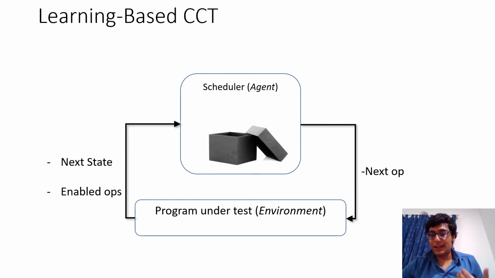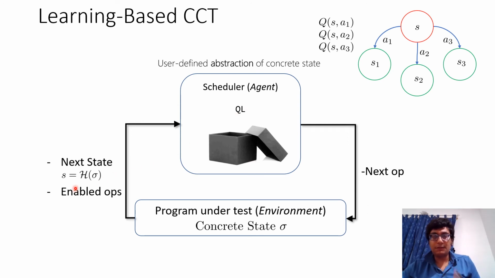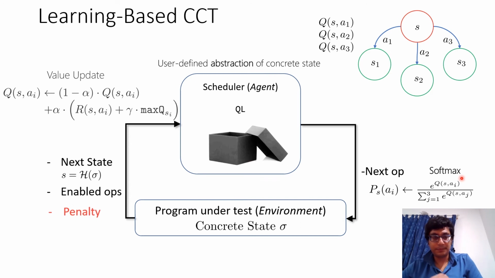So the time has finally come to unbox the QL strategy. Recall that you can think about the scheduler as being an agent which is exploring an a priori unknown environment, which in our case is the program under test. So this program has some concrete state sigma, and what QL observes is some user-defined abstraction of it. In addition, for every state and operation, QL maintains a quality metric called the Q value. It uses these Q values to pick the next operation based on a softmax policy.